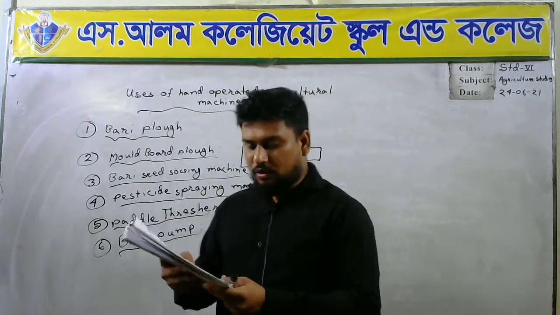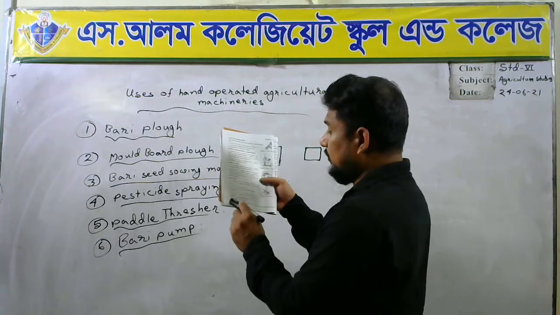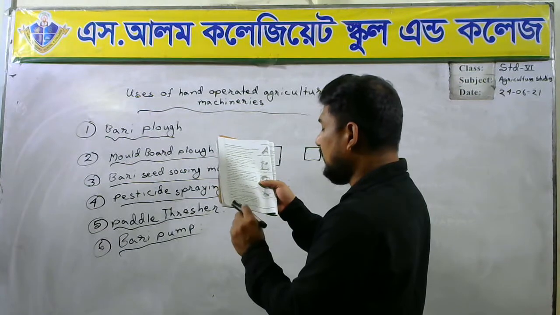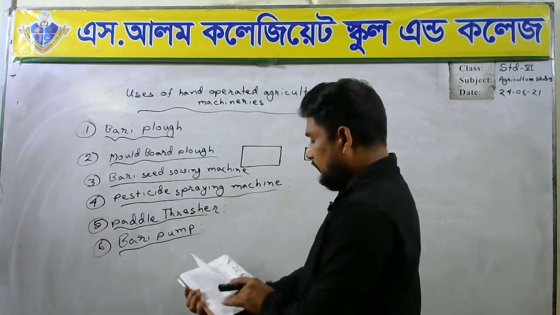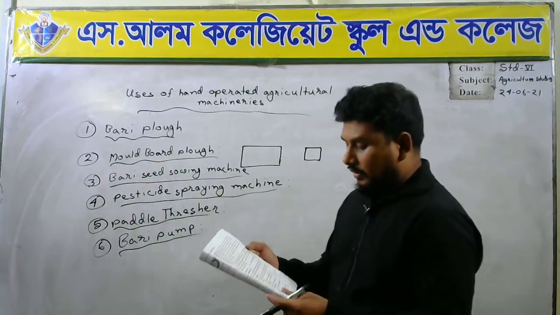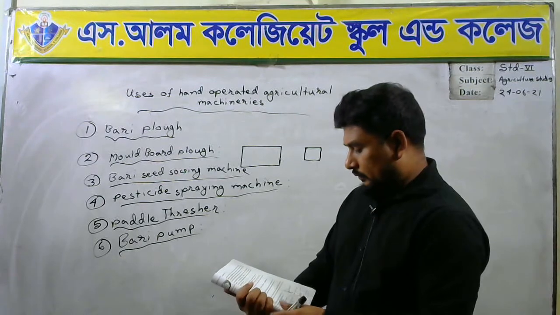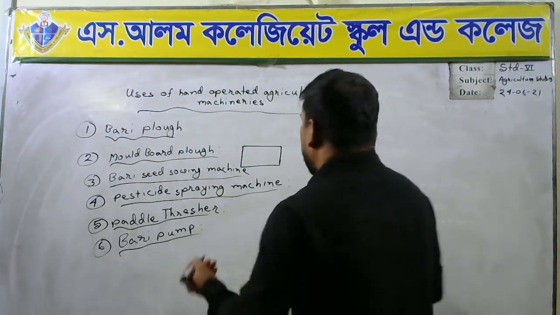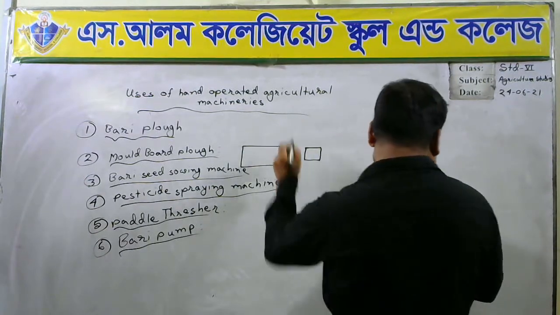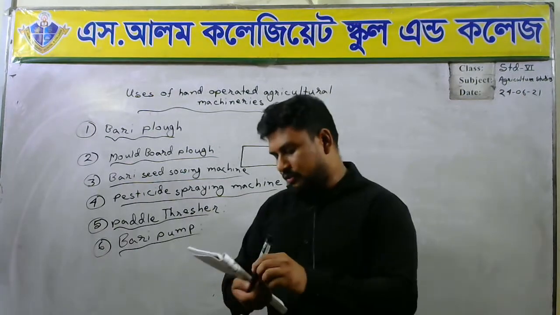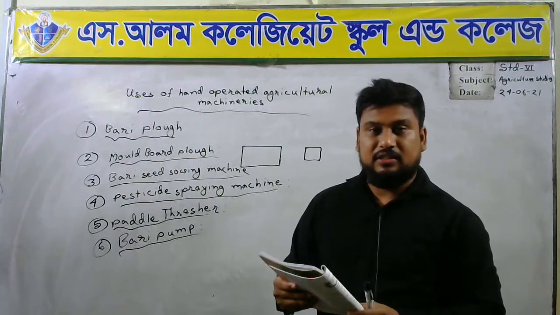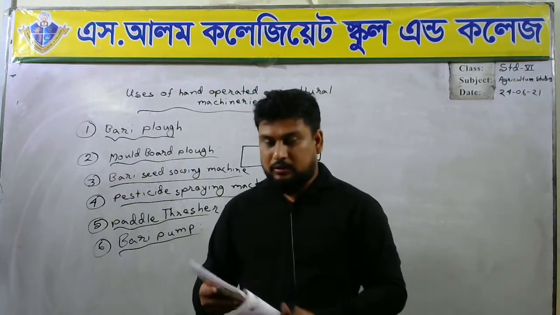Dear students, here are the new words. Look at the book. New words: bari plow, mold board plow, bari seed sowing machine, pedal thresher. You will read it attentively. And this is your homework. Describe the uses of hand operated agricultural machines. Try to do it at home.